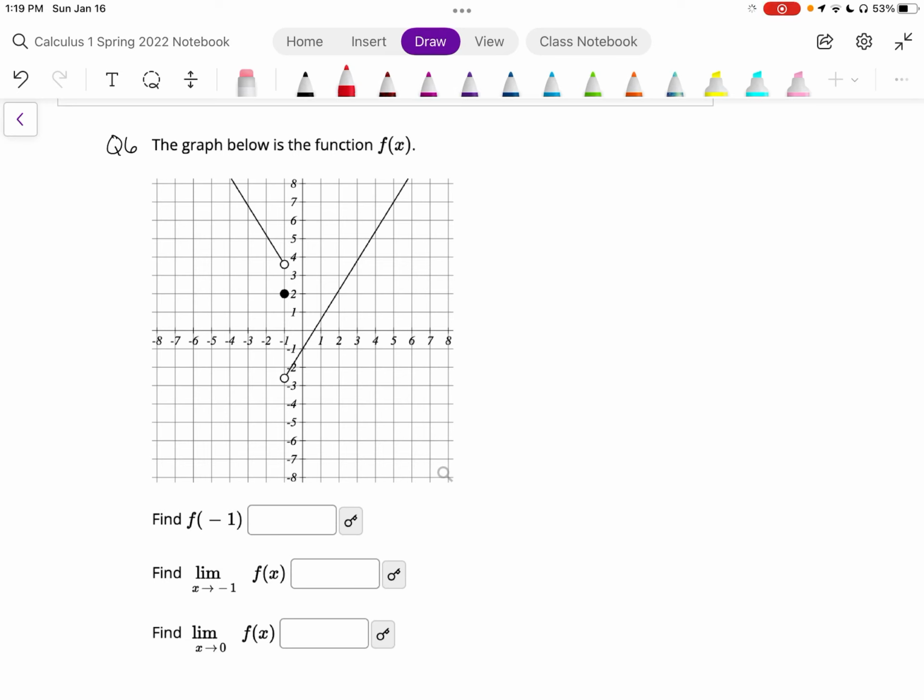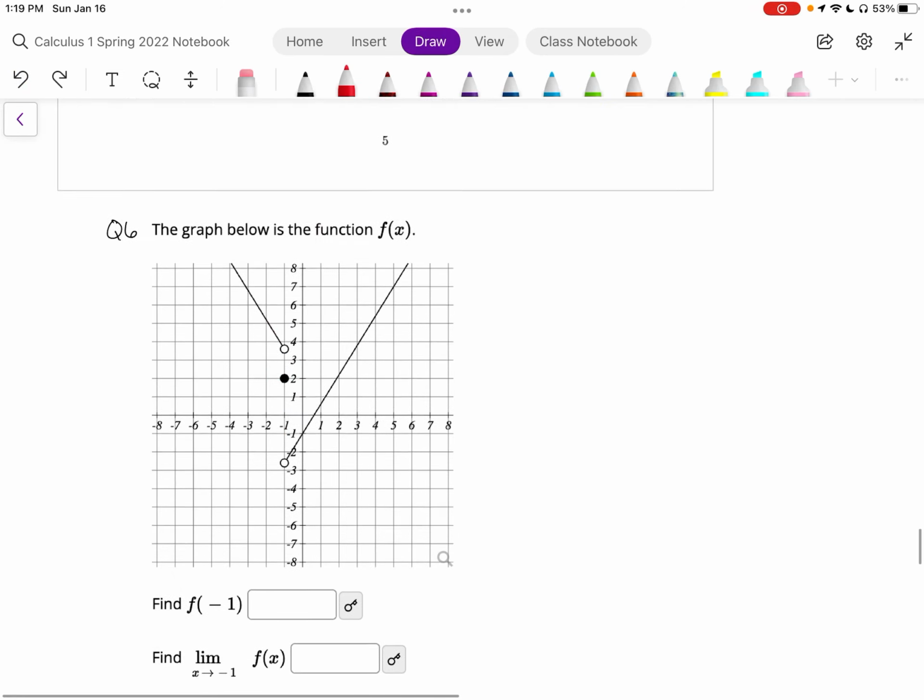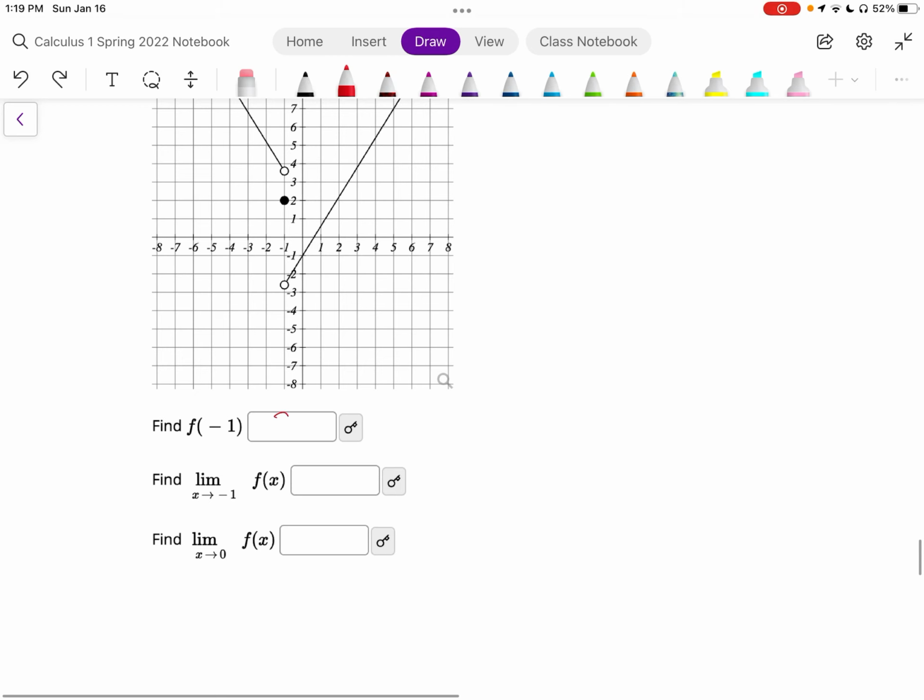So f of negative 1 is going to be where it actually exists, right? So we've got negative 1 right here going through all these places. And so it's asking you, if the input is negative 1, what is the output? So the output is going to be 2. Right? The output is 2.